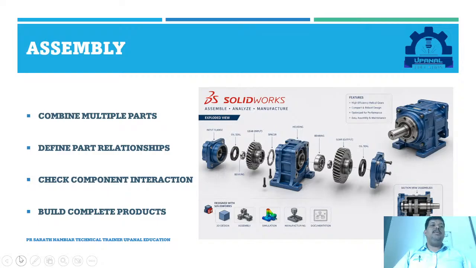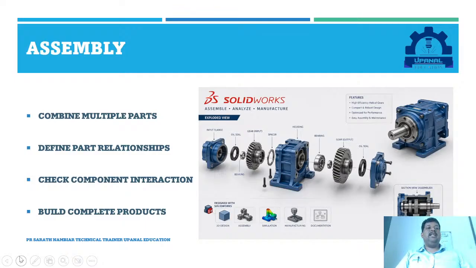we assemble multiple parts. That is, multiple single parts into one component. So far, we have been talking about individual components. But in the real world, products are rarely made from just one part. A machine, for example, may contain hundreds or even thousands of individual components.